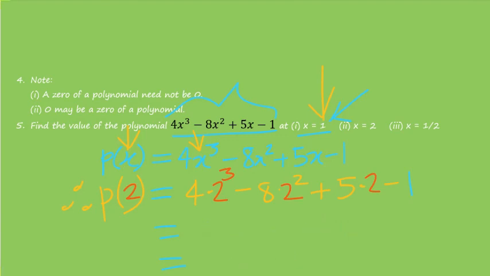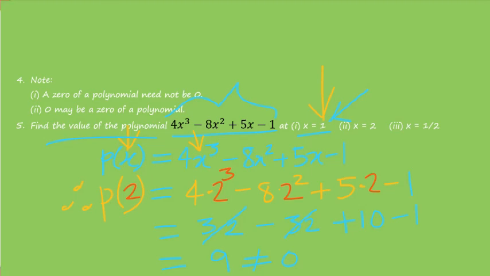So what would that be? 4 into 2 cube, 2 cube is 8, so 8 4s are 32. Again 8 into 2 square, 2 square is 4, so 8 4s are 32. 5 into 2 is 10, minus 1, and this 2 obviously gets cancelled. You have 10 minus 1 which is equal to 9, and that means that it is not equal to 0. Hence we don't need to say that it is not equal to 0 in this question, because here we only need to find the value of the polynomial.